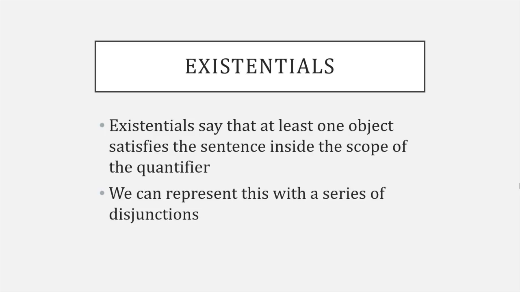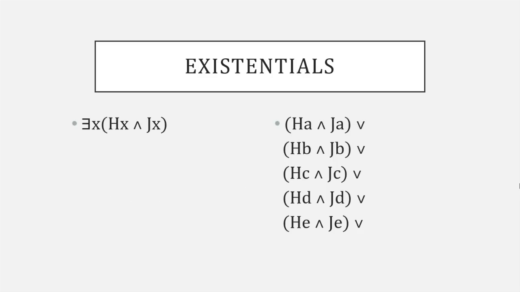Similarly, existentials say that at least one object satisfies the sentence inside, and we can symbolize this with a series of disjunctions. So as I explained how the existential works, it's something like this. If I say there exists some x such that Hx and Jx, what I'm really saying is Ha and Ja, or Hb and Jb, or Hc and Jc, and so on and so on. So that existential is true if there exists at least one thing. Just like any disjunction is true if any of the disjuncts are true, the existential is true if you can find at least one substitution on which it comes out as true.